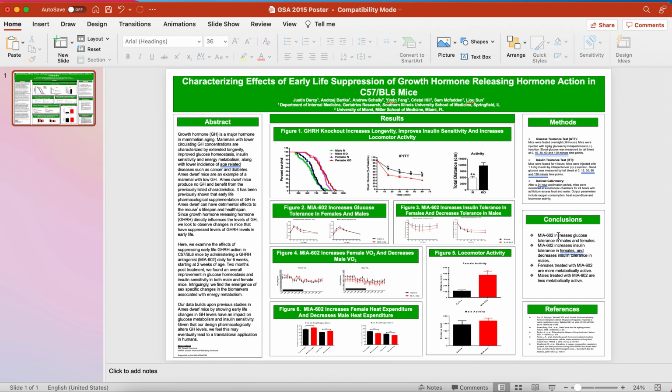So yeah, I think that this video is long enough. I think this is a good overview and kind of some of the do's and don'ts of generating a poster.